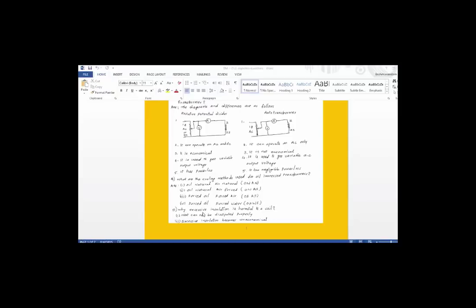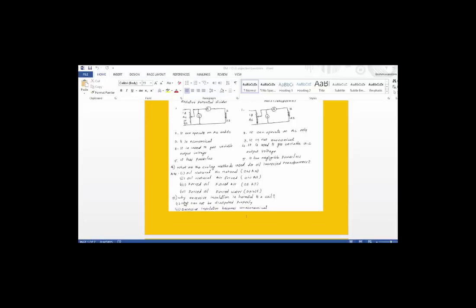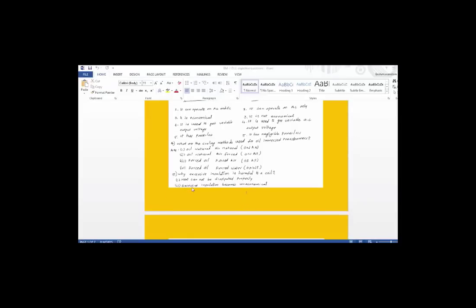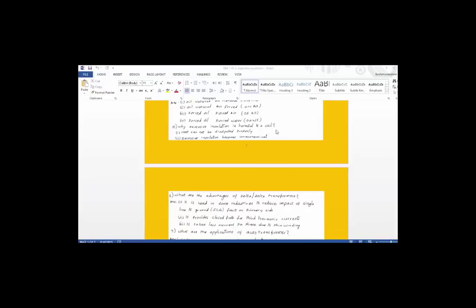Next, fifth question. Why is excessive insulation harmful to a coil? The answers are: first point, heat cannot be dissipated properly. Second point, excessive insulation leads to uneconomical or costly design.